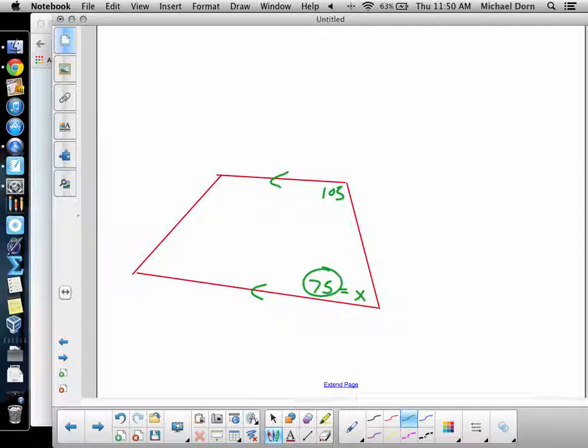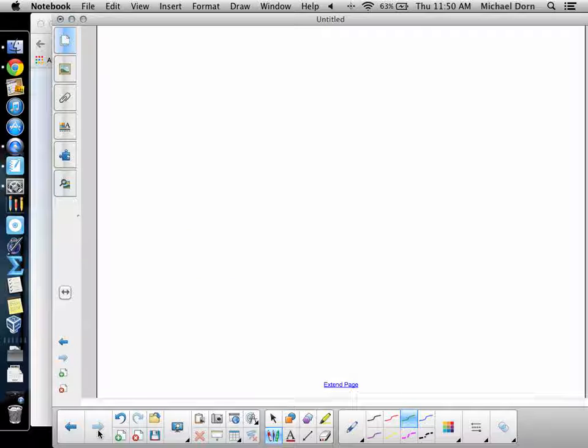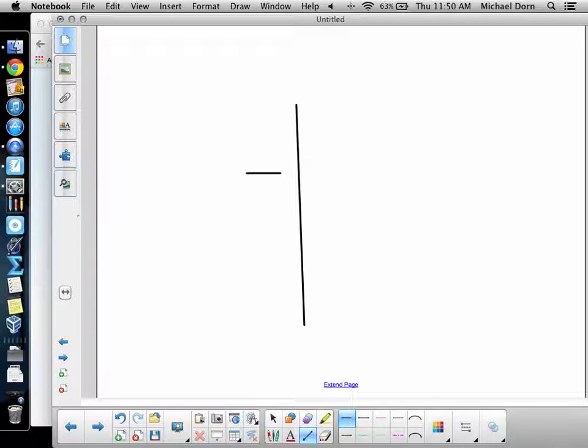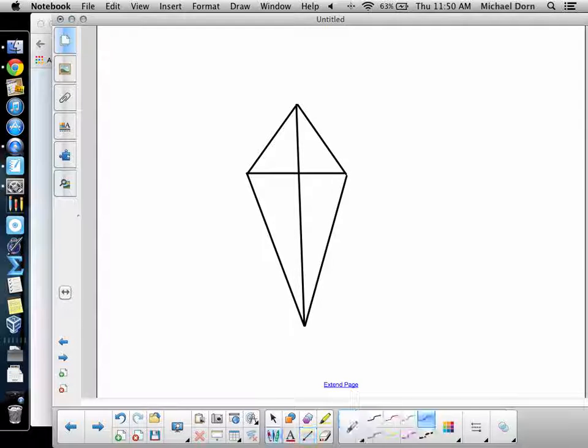Back page, the kites. I want to do a couple of these. If you ever have to draw a kite, the easiest way to do it is to draw a cross first and then connect the points of the cross. That's the easiest way to draw a kite. And for something like 25, we had 13 here, x here, and 5 over here.